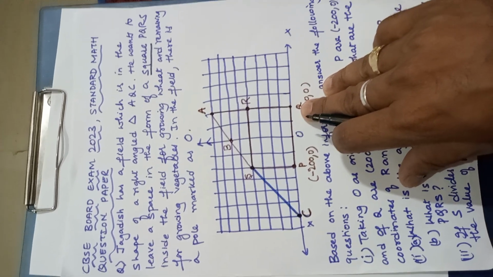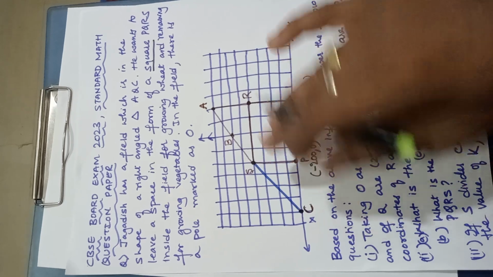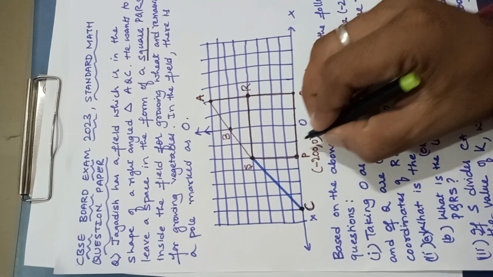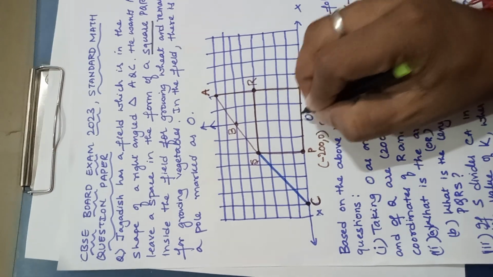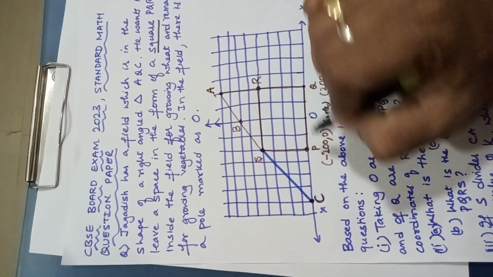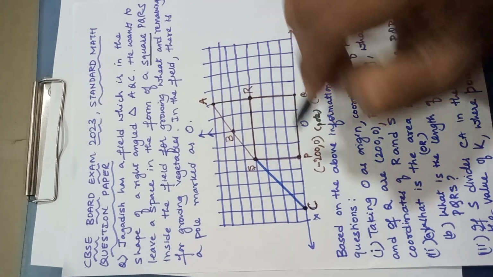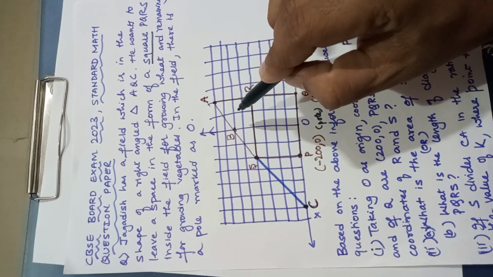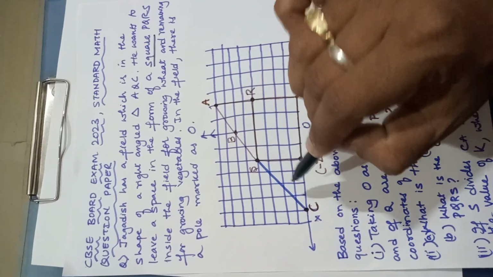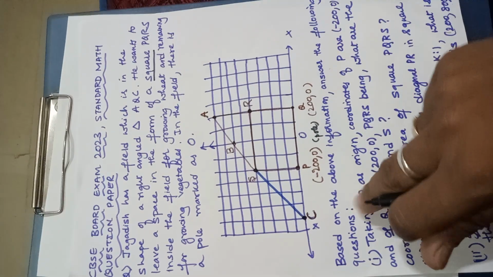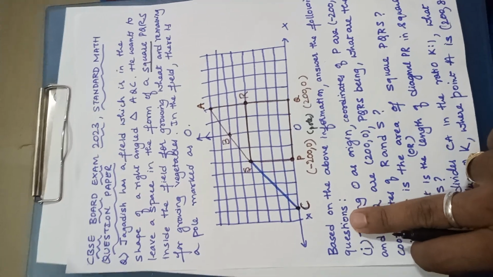Inside the field for growing wheat and the remaining for growing vegetables. In the field there is a pole marked O. So this is the pole here. Within the square portion of this field he is willing to grow wheat, and in the remaining portion, this region which is again a right angle triangle, and this portion which is again a right angle triangle, he wants to grow vegetables there. Fine. Based on the above information, answer the following questions.